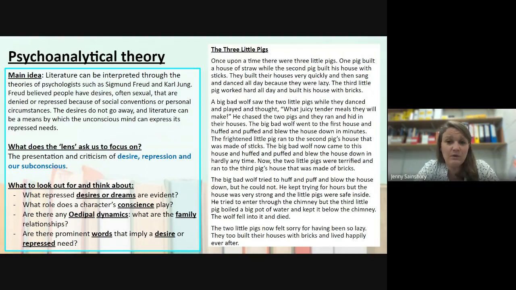This is the idea where we take the theories of psychologists such as Sigmund Freud or Carl Jung, and we apply them to literary texts. Freud believed that people have desires which are often sexual and have previously been denied or repressed because of social conventions and personal circumstance. Okay, so the desires don't go away, and literature allows us to express and understand these unconscious desires and repressed needs.